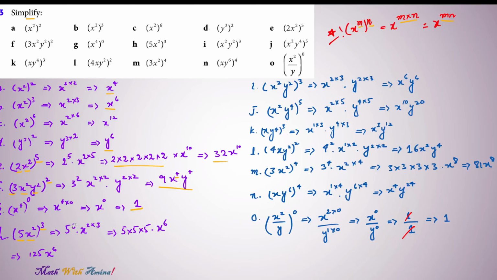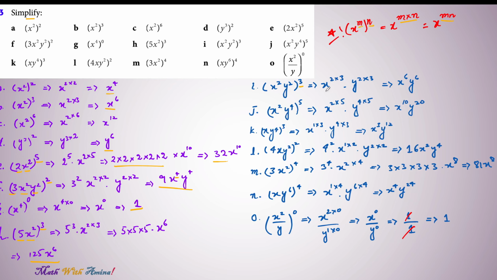And in here 5 cube would become 125, and x squared, again we apply the power of power law. So 2 multiplied by 3 means 6, so it will become 125 x raised to the power of 6. In here it is the same. We do not have any coefficient but two variables. Both have the power, or index, of 2, and it is again raised to another power, that is 3.